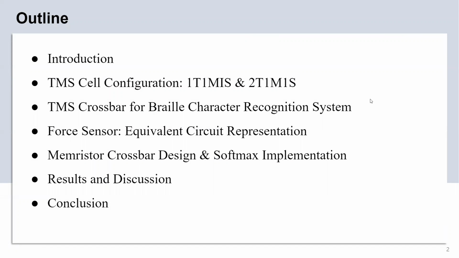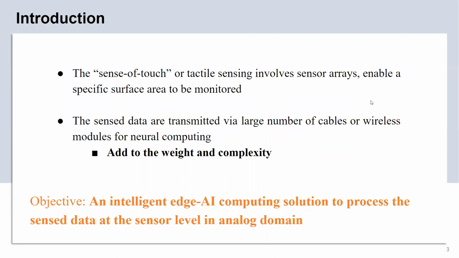So this is a brief outline of our presentation. This TMS crossbar finds major application for tactile sensing, or sense of touch, which involves sensor arrays, and it enables a specific surface area to be monitored. The sense data are transmitted by a large number of cables or wireless modules for neural computing. This adds to the weight and complexity of the entire system.